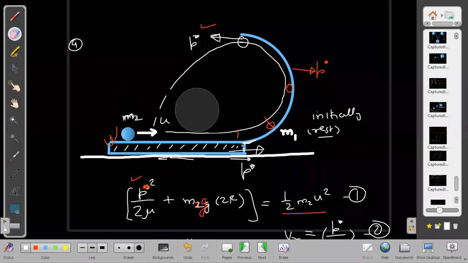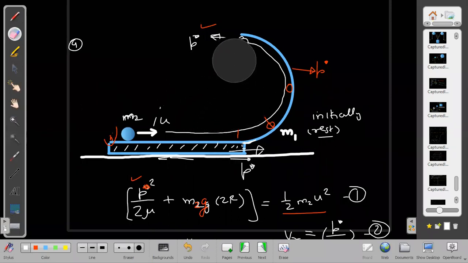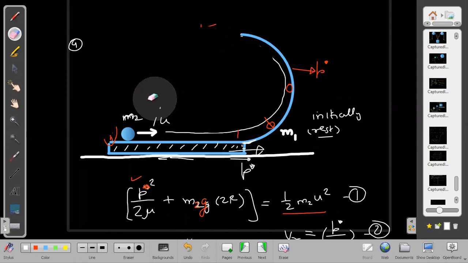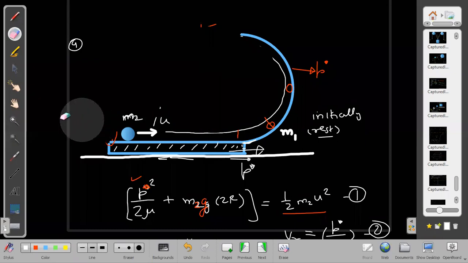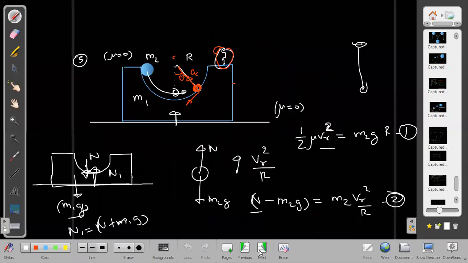It is different from all those previous cases. In the beginning, I was releasing the particle from rest. But here initially I am providing the particle a velocity. M2, I am giving velocity initially as u. And then we are trying to analyze the problem. In fact, I can do such things in other cases also. Let me frame such a problem.